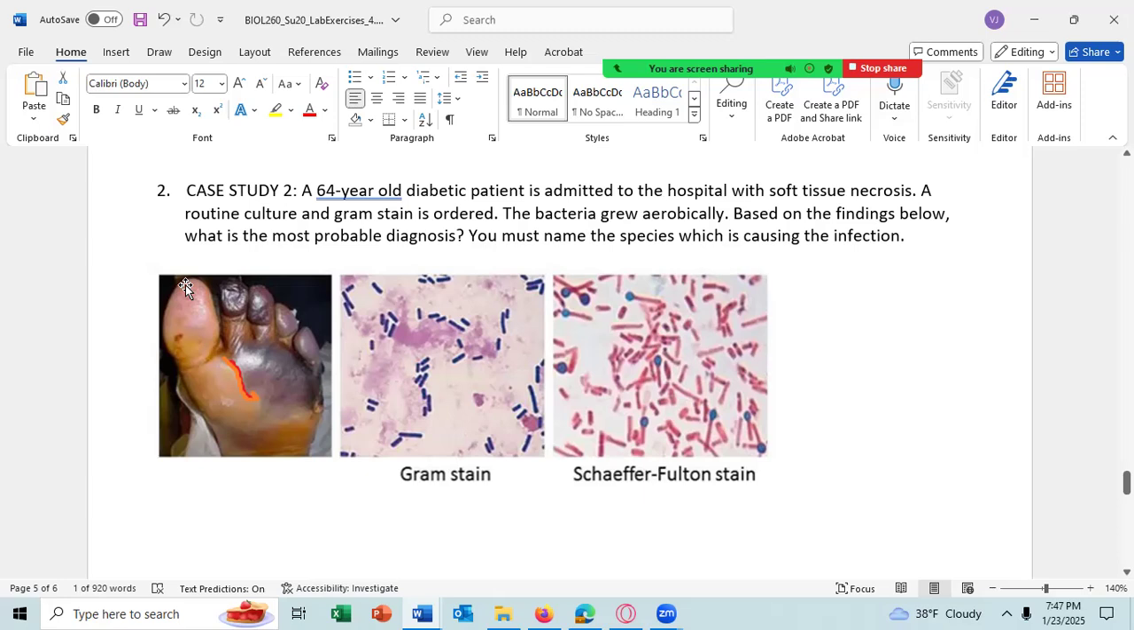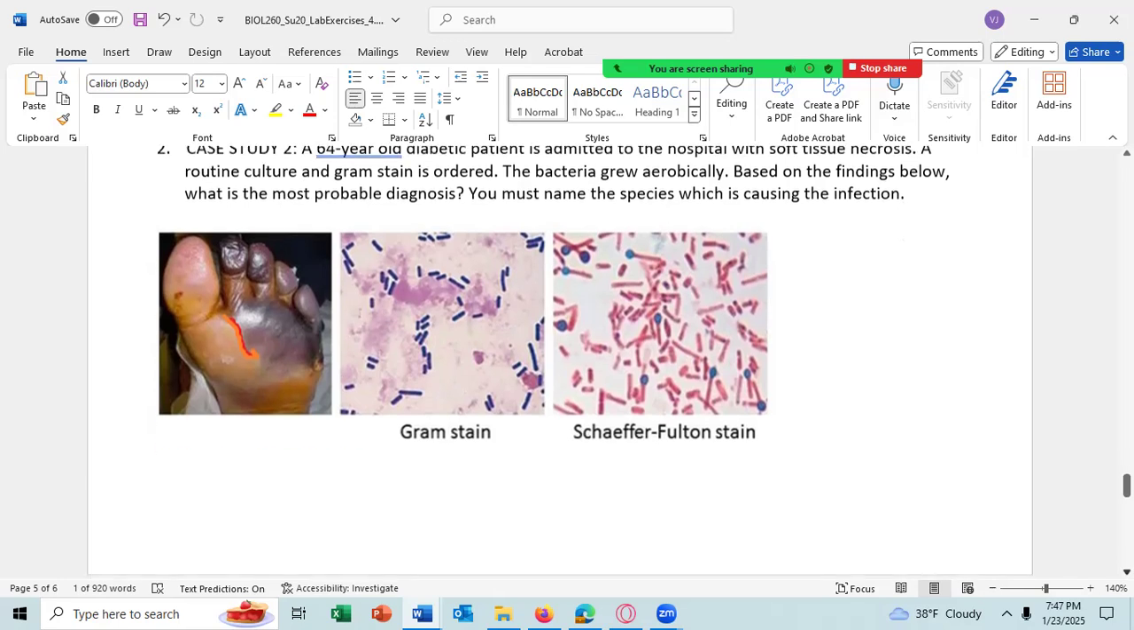You must give me the bacteria which is causing this. And obviously there's the bacteria there in the gram stain. And there's the bacteria here in the Schaefer-Fulton stain. And then the bacteria are growing aerobically. So name the species which is causing this. Any question about the case studies? If not, go ahead and work on the lab.